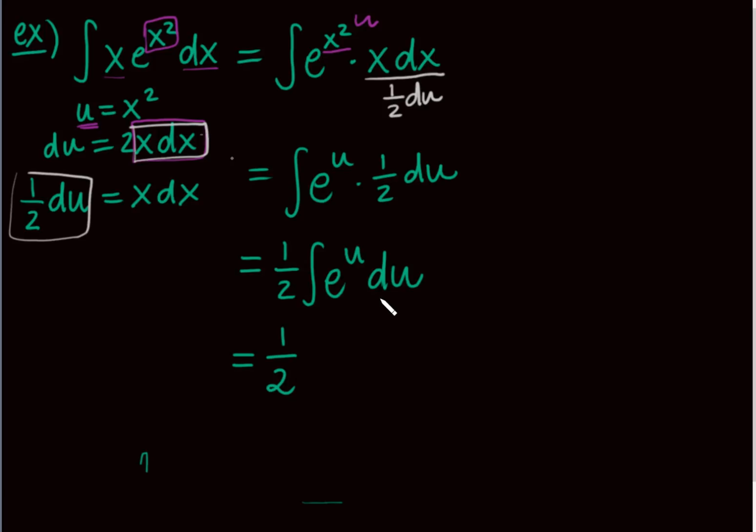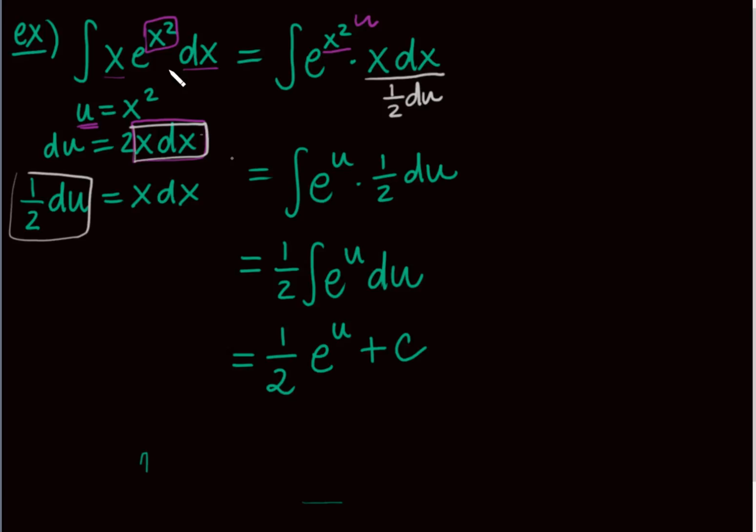So what is the antiderivative of e to the u with respect to u? It's just e to the u plus a c, right? So I'm going to add that c. So I have 1/2 e to the u plus c. That's great. I've gotten rid of the integral. The substitution allowed me to find something that I can actually take the antiderivative of.